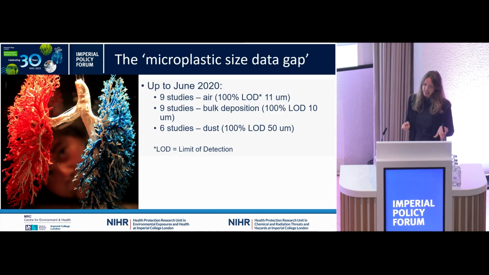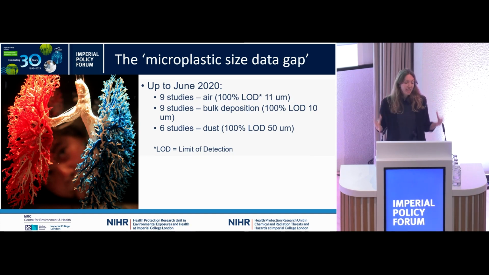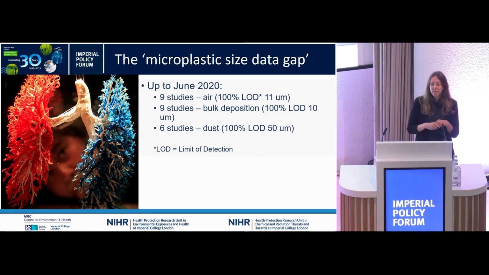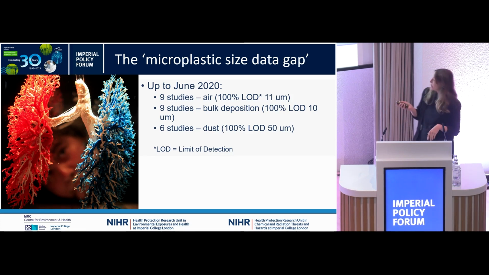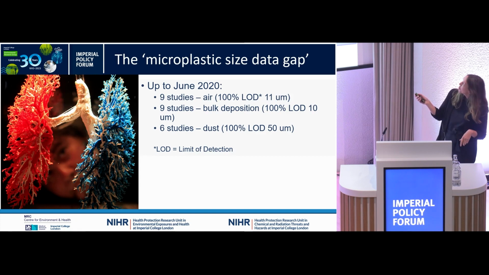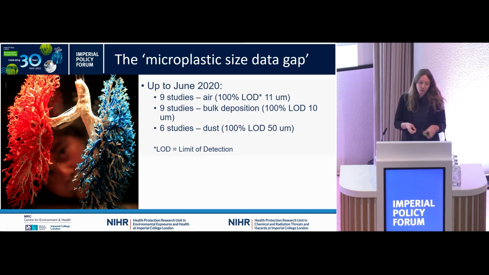But up until recently, there's also been what I'm referring to as the size data gap. So the way in which we would detect and characterize microplastic was usually a microscope-assisted method. And the most commonly used method would have a limit of detection, so an instrumental limit of detection to what you could actually classify as a plastic down the microscope. And as you can see, this limit of detection, or LOD, ranged from around 10 microns up to 50. So as of 2020, we were only aware of microplastic particles in the air or in atmospheric deposition or dust that were 10 microns or bigger.